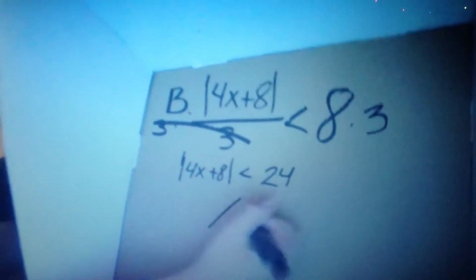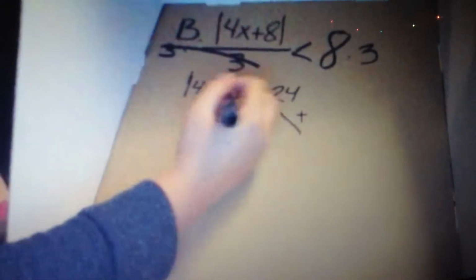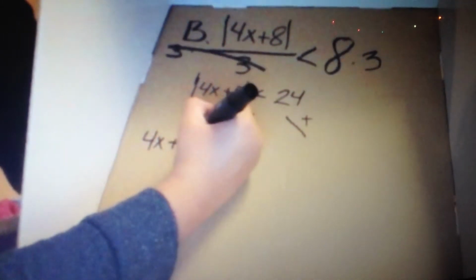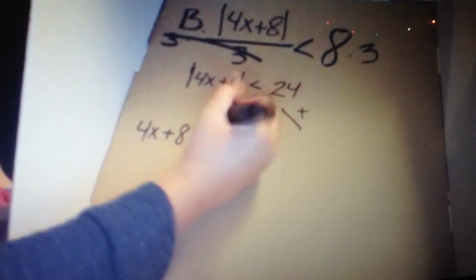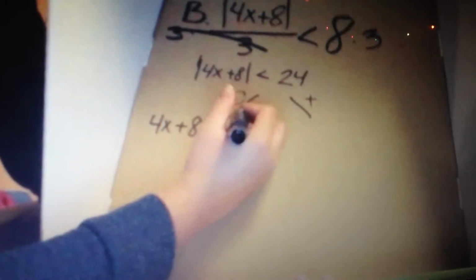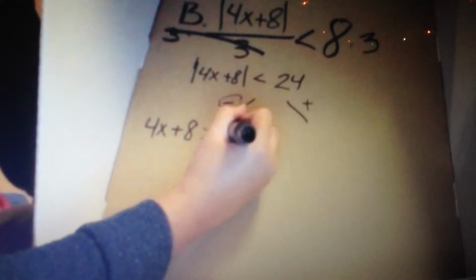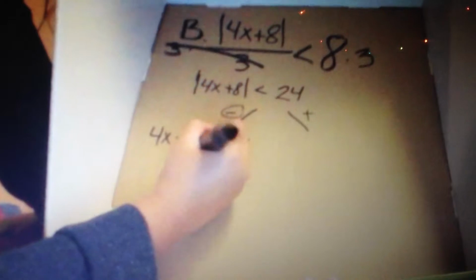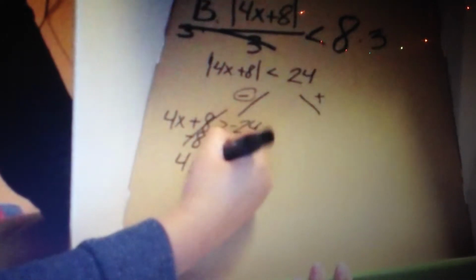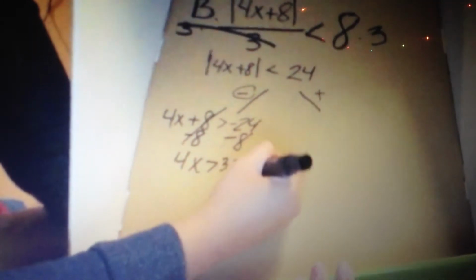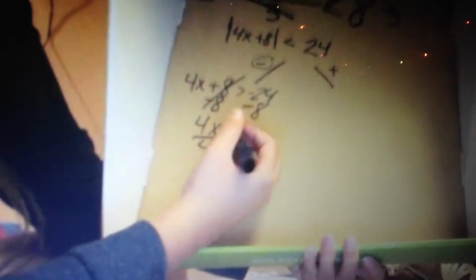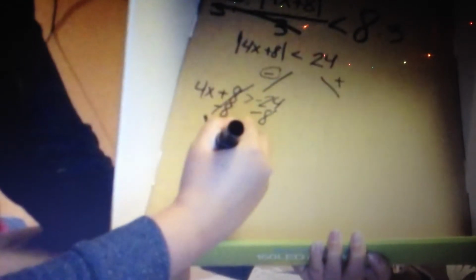Less than 24. So these also have 2 ways of solving it. So this one's negative, this one's positive. You're going to keep the absolute value the same. And since this is negative, you're going to switch the symbol from less than to greater than, and the 24 from positive 24 to negative 24. So here you want to subtract by 8. These cancel each other out. Subtract by 8. You get 4x is greater than negative 32. And then divide by 4. Divide this side by 4. They cancel each other out, you get x is greater than negative 8.